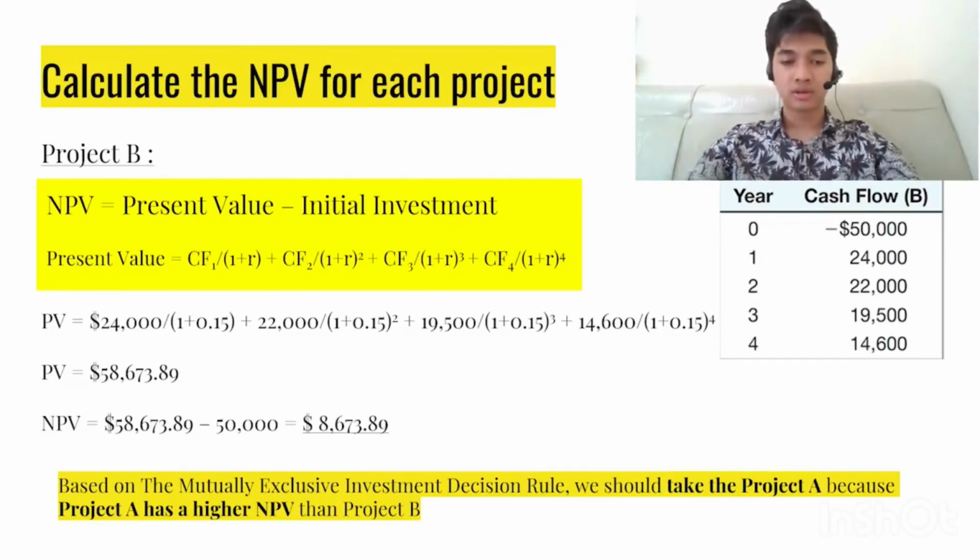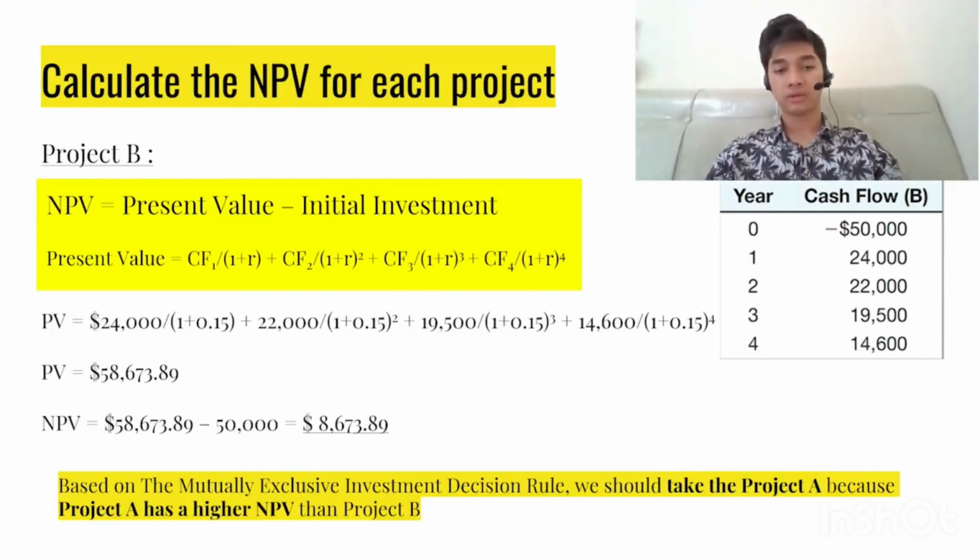$58,673.89. So the NPV for project B is $58,673.89 minus the initial investment for project B, which means $50,000. The result is $8,673.89.